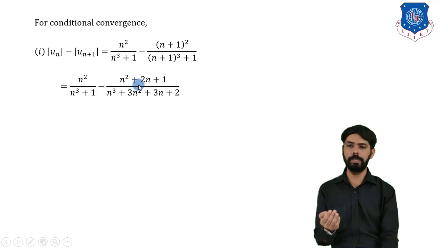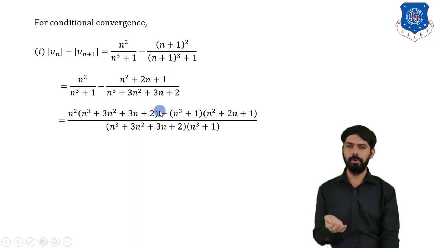So it will be n square plus 2n plus 1 whole divided by, here we will use the identity that a plus b raised to 3 is equal to a cube plus 3a square b plus 3ab square plus b cube. So it will be n cube plus 3n square plus 3n plus 1 plus 1, so plus 2. Now if we simplify this, it will be n square into n cube plus 3n square plus 3n plus 2 minus n cube plus 1 into n square plus 2n plus 1 whole divided by n cube plus 3n square plus 3n plus 2 into n cube plus 1.